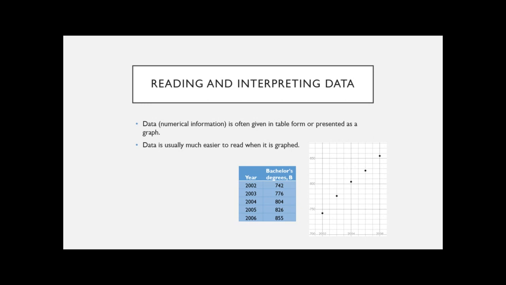Like here I have a table, number of bachelor's degrees. I don't know if these are in millions maybe. In table form, you can say, okay, the values are increasing. But when you see it in a graph, you're like, oh, it's actually forming a line. So it seems to be increasing by the same amount each year, which is not something you would necessarily get by looking at the numbers themselves. But in the graph, you can see that it's basically forming a line.